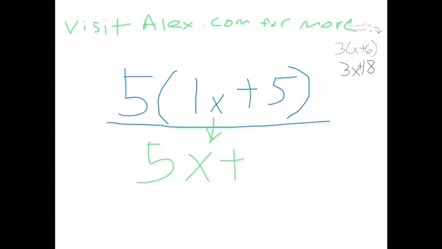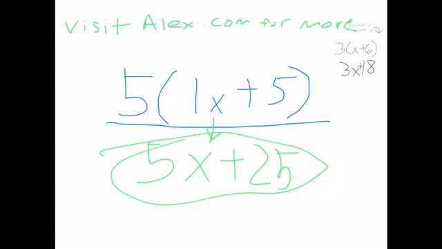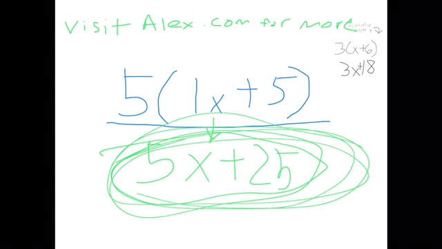And then after that, 5 times 5 is 25. Okay, so there that is. This would be our distributive form right about here. So those are our 2 examples.